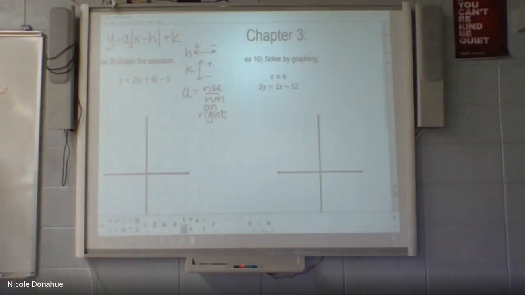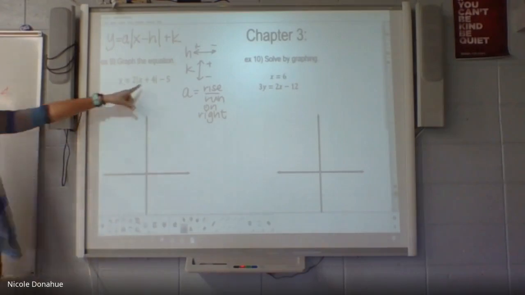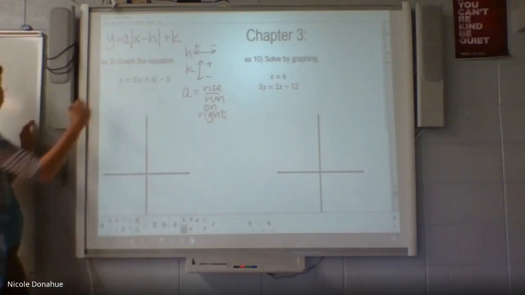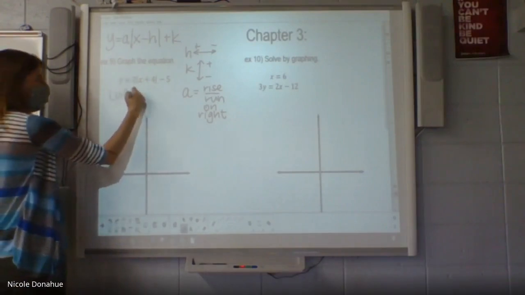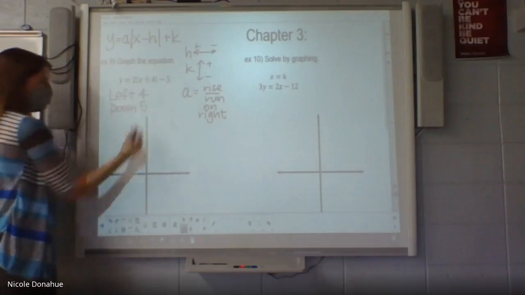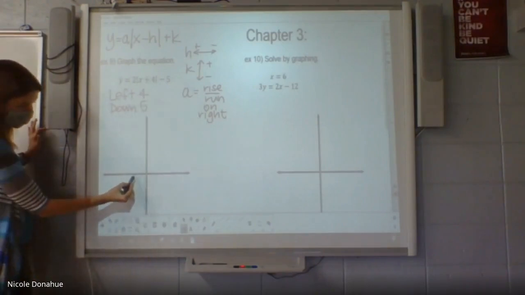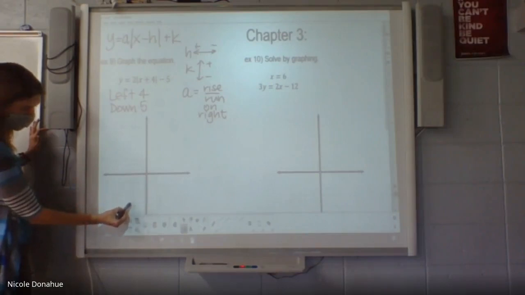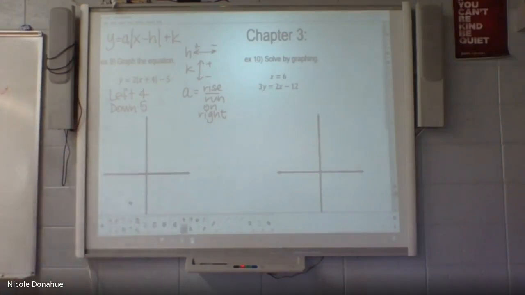So we're going to first set where our vertex is, and then we'll work on the slope and cause it, make our V shape. So the 4 looks positive. That actually means we're going to go left 4, and then down 5. Left 4 and down 5. So my coordinate point left 4, down 5.